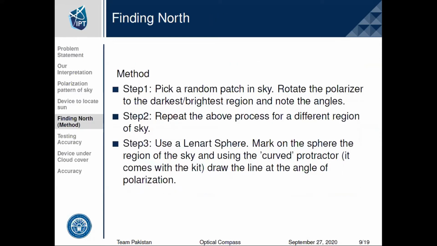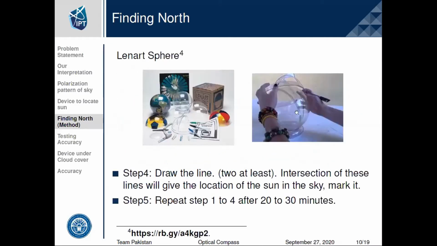So next is finding the north. Step one is that we pick a random patch in the sky and we rotate the polarizer to the darkest or the brightest region, and then we note the angles of polarization, and then we repeat the above process for a different region of sky. Then we use a Lennard sphere, and we mark on the sphere the region of the sky using the curve protractor, which comes with the kit, and we draw the line at the angle of polarization. So this is a basic Lennard sphere. For example, we note a patch of sky over here, and then a patch of sky over here, and then we find different directions of polarization and draw those directions.